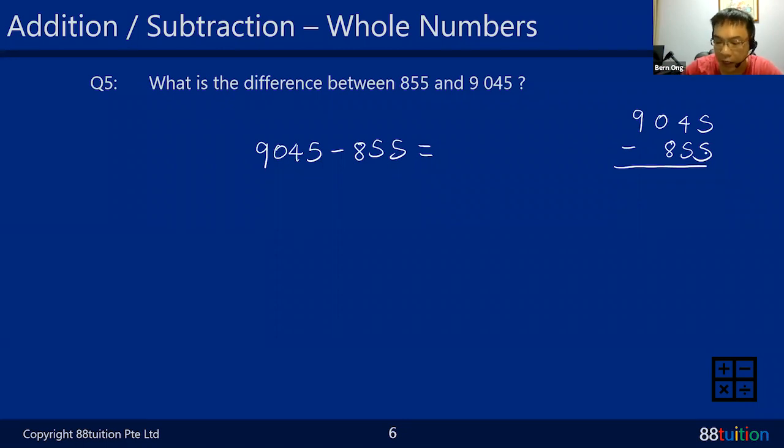All right, so 5 minus 5 is 0. 4 cannot minus 5, you borrow from 9. Give a 10, but it's not enough, you borrow again. So 14 minus 5 will give you a 9. 9 minus 8 is a 1. 8 minus nothing is 8 still. Therefore, your answer is 8190. Welcome to primary 3 math.